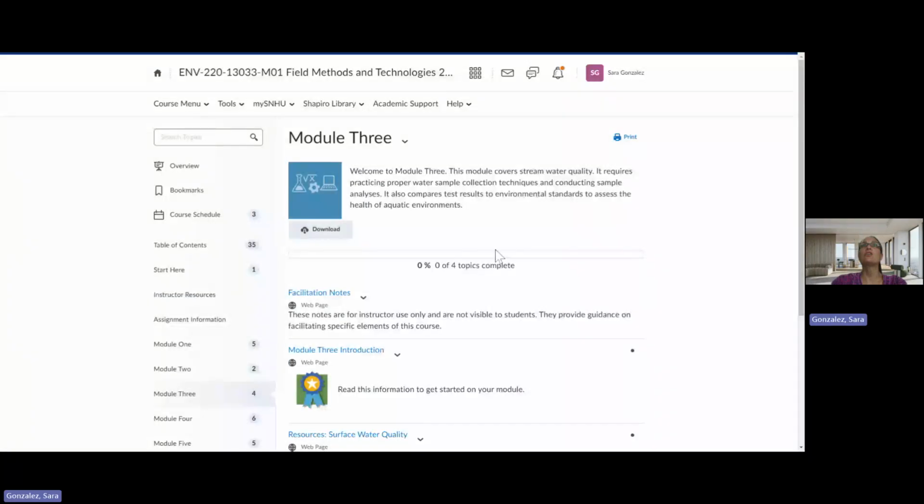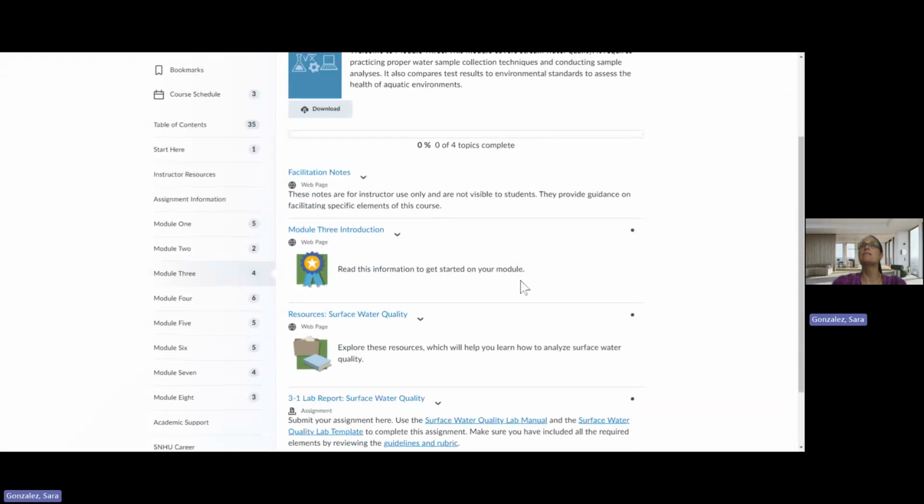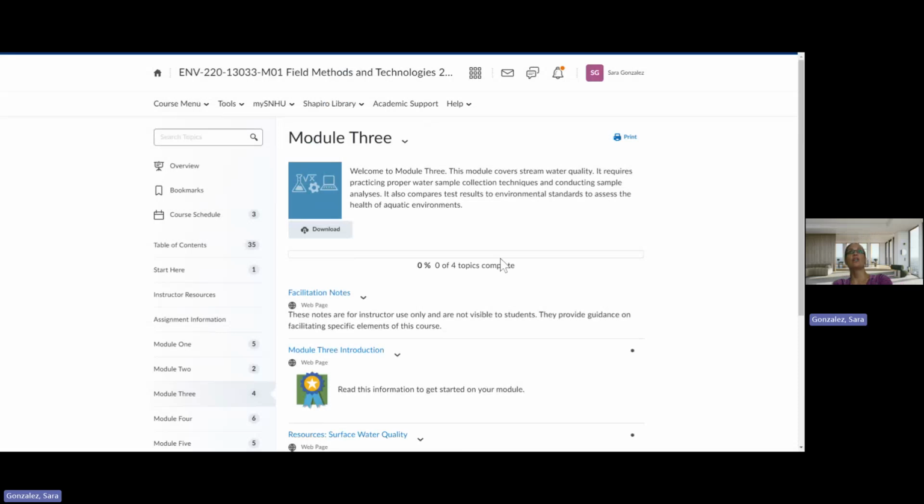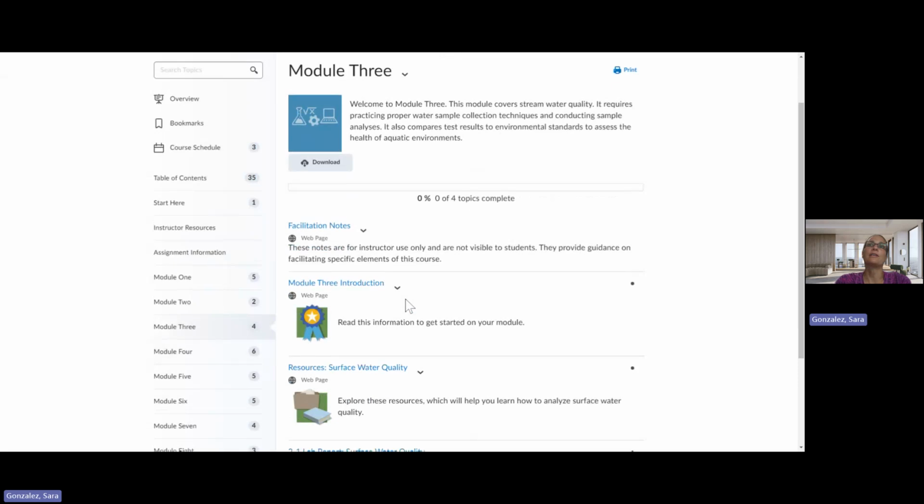Let me go ahead and share my screen so that we are all on the same page as to what is due for this week. Again, we're looking at Module 3, our third week of class. This week we're going to focus on water quality. Last week we looked at stream flow and morphology, so now a little bit more into water quality.